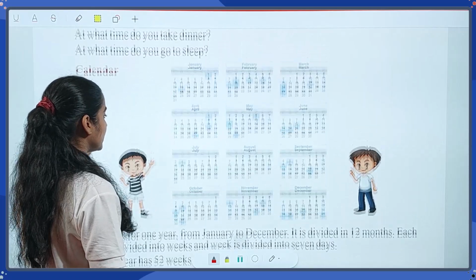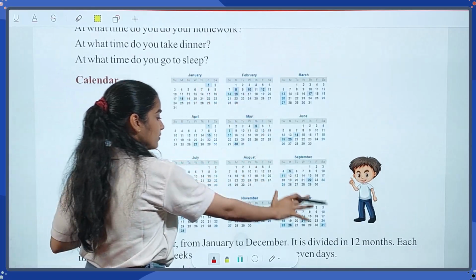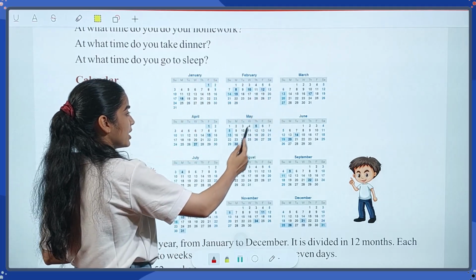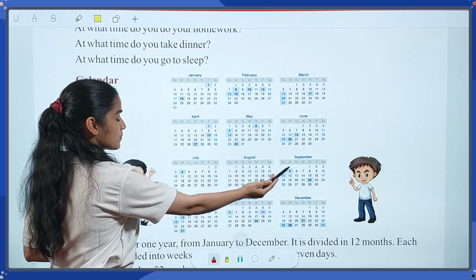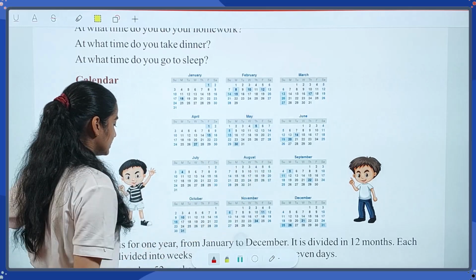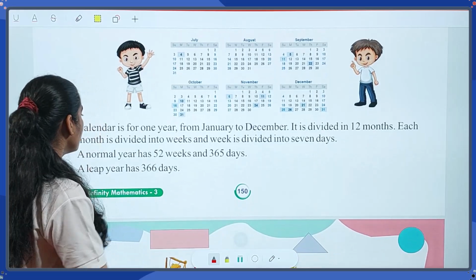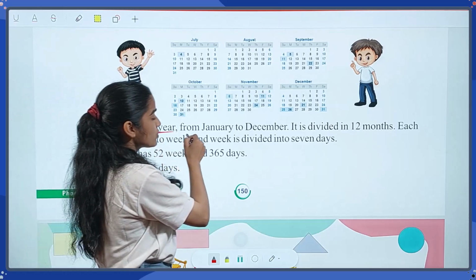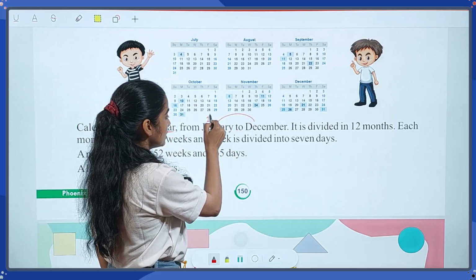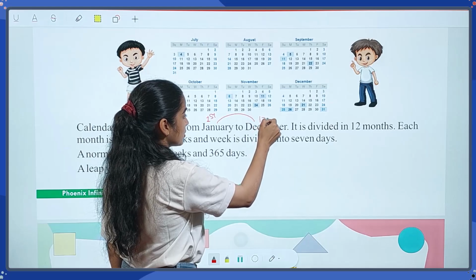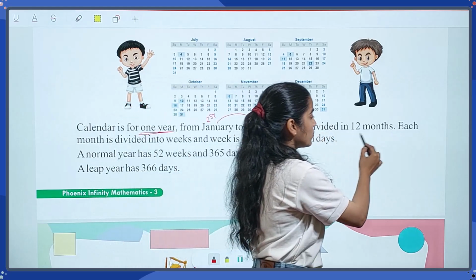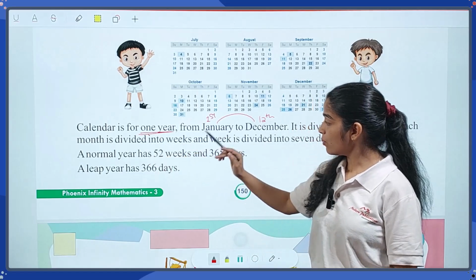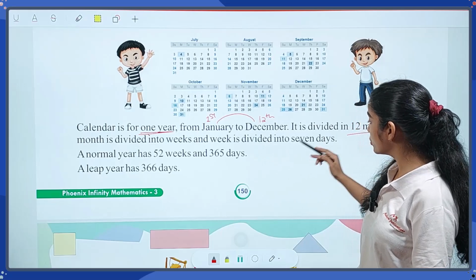Now we have our calendar. So this is the pattern for the calendar we have, in which we have January, February, March, April, May, June, July, August, September, October, November and December. So these are the weeks we have. A calendar is for 1 year, only 1 year, from January to December. This is our first month and this is our last month. It is divided into 12 months. Each month is divided into weeks and a week is divided into 7 days.